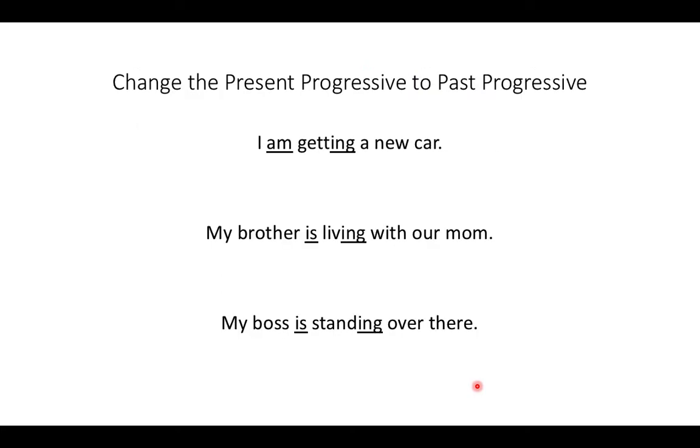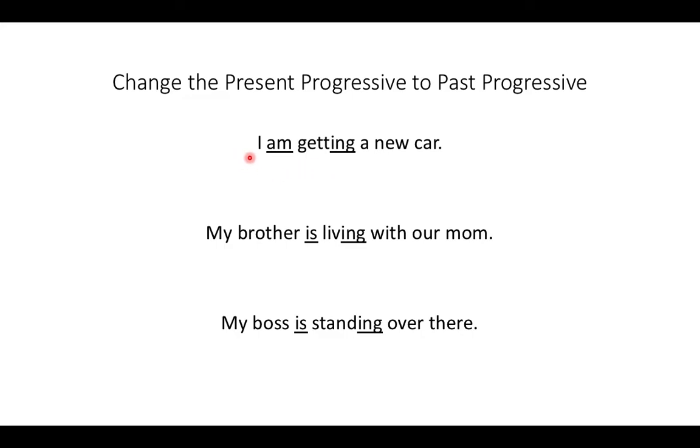So right now we're just going to focus on how to make it, and in a little bit I will tell you why we use it in English and how it is different from present progressive or present tense or past tense. Past simple tense, not past progressive.